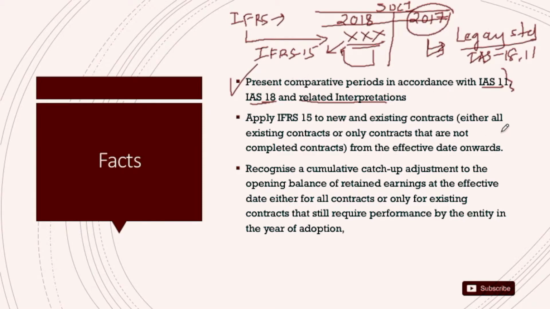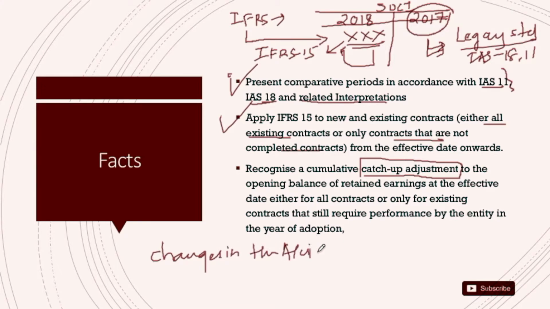In the second line, we already discussed it can either apply to all the existing contracts or only to the uncompleted contracts. And after the application of IFRS 15, we may come up with some adjustments. Adjustments come because we are making changes in the accounting policy, which may lead to differences in the amounts that are recorded, and that amount should be recorded based on the new standard.